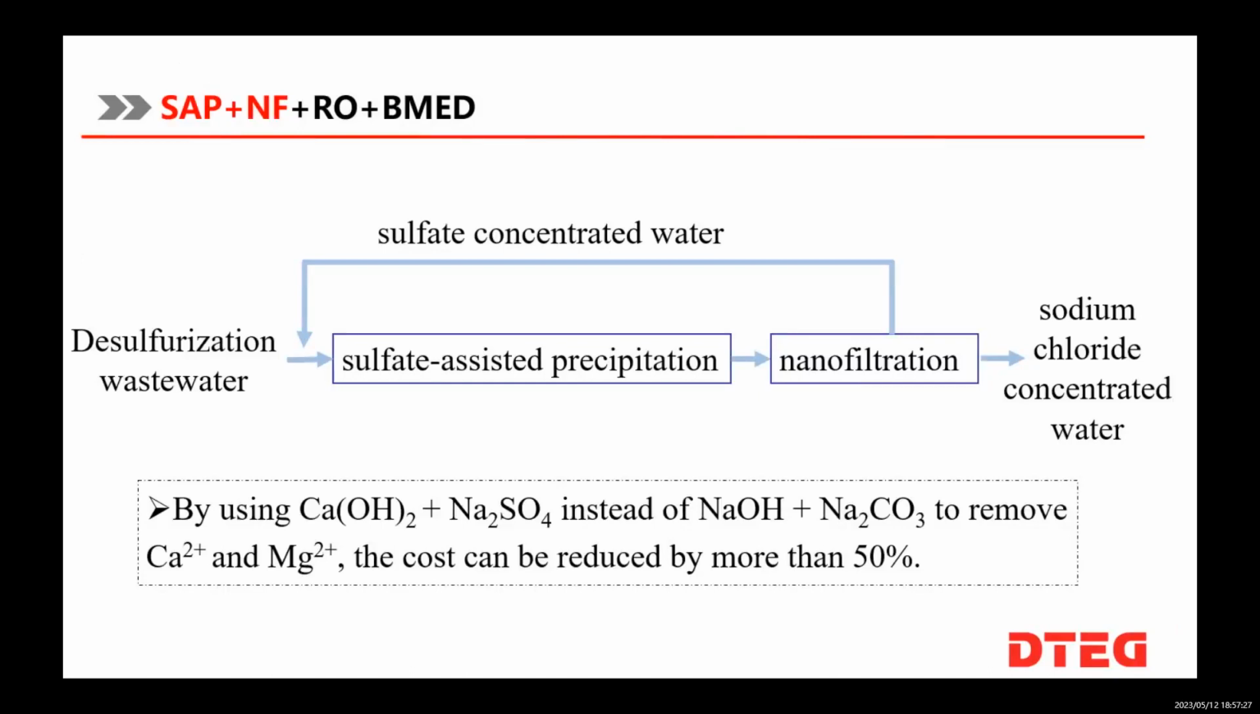For the SAP and NF part, we use calcium hydroxide and sodium sulfate instead of sodium hydroxide and sodium carbonate to remove calcium and magnesium. The cost can be reduced by more than 50%. And then, after nanofiltration, we get concentrated water of sodium chloride.